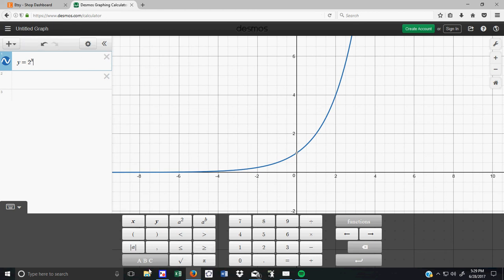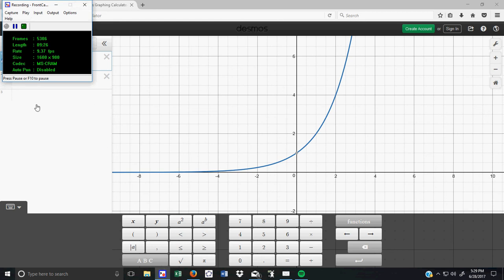Anyway, that's it for parent functions. You do need to know all of the parent functions by heart. You can find them in the back cover of your textbook. I hope that's helpful, and like I said, use Desmos to test yourself. All right? Thanks.